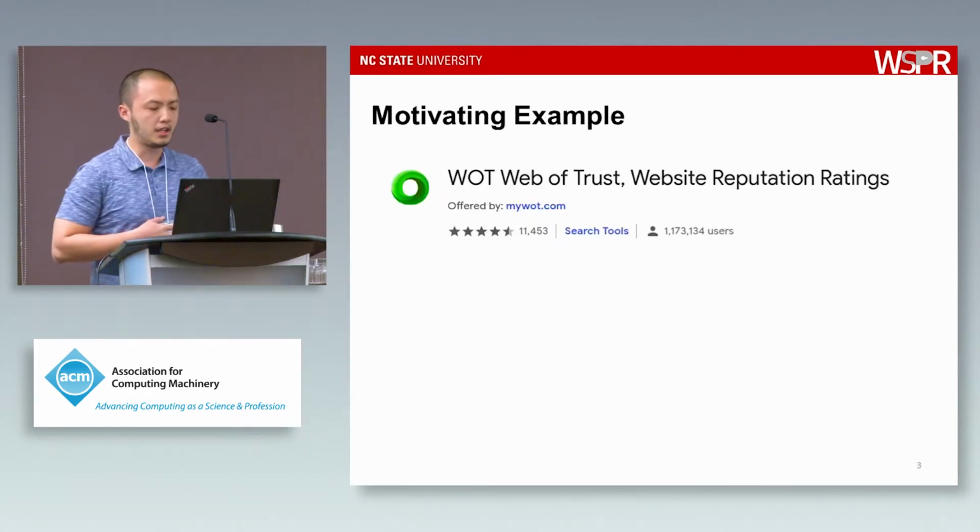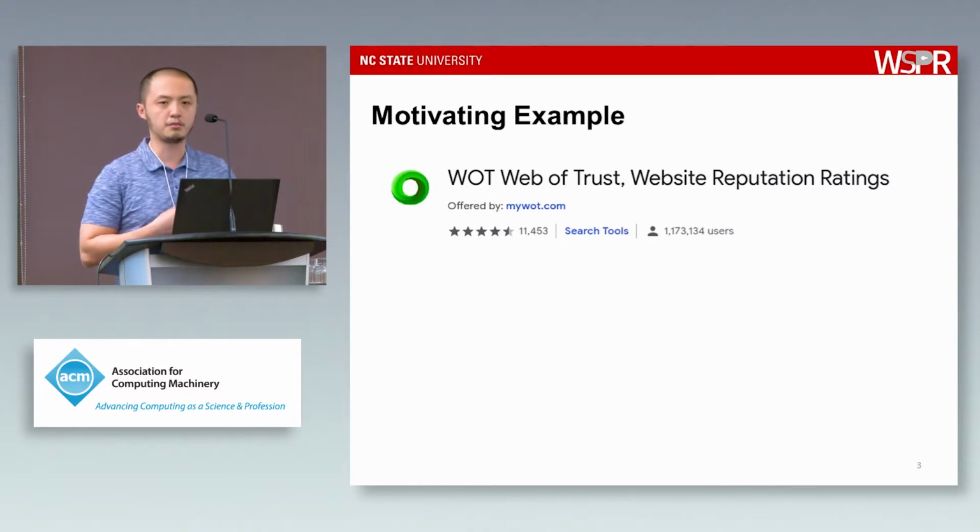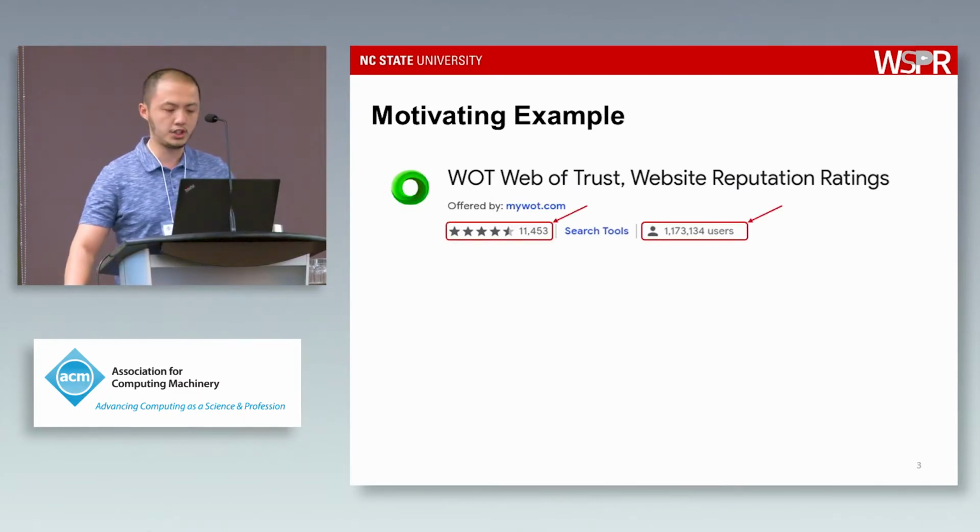To give an example of the privacy implications of browser extensions, let's consider the Web of Trust extension. This is an extension that gives the users reputation ratings for the websites that they visit. Here's a screenshot taken directly from the Chrome Web Store. You can see that this extension has a 4.5-star rating from more than 11,000 of its users, and it has more than 1.1 million total users. So the numbers seem to indicate that this extension is trustworthy.